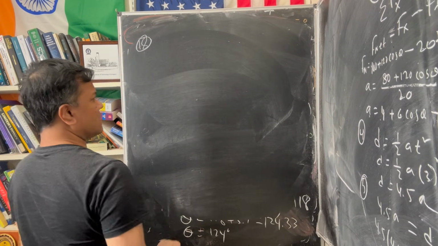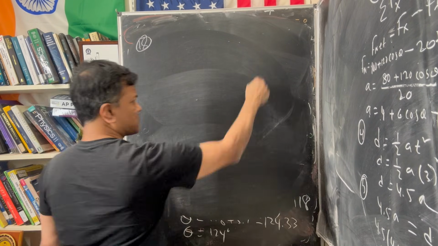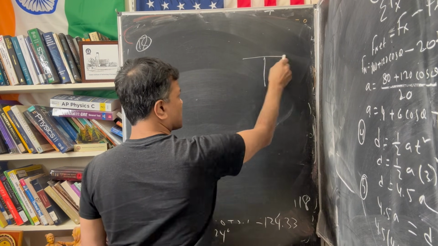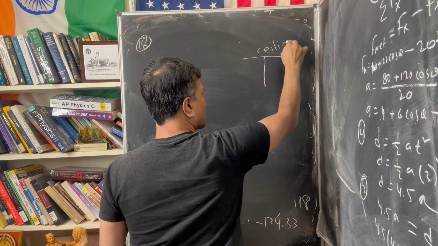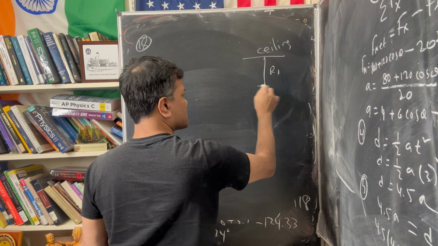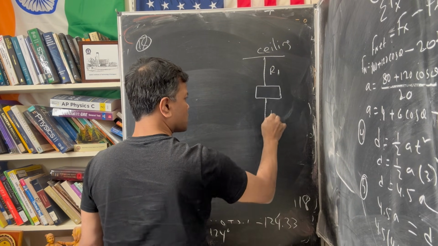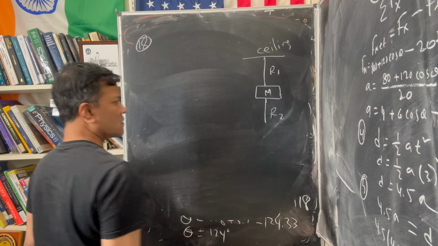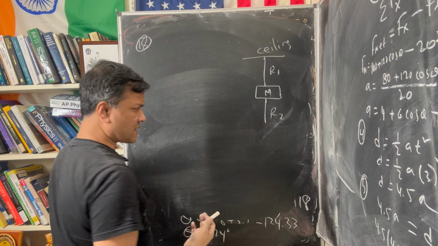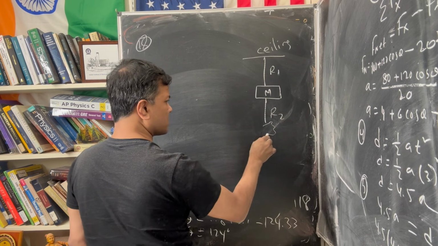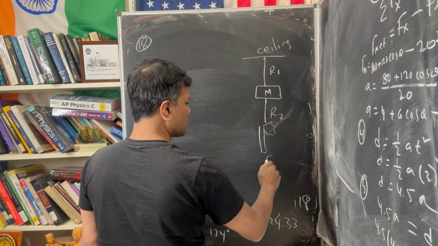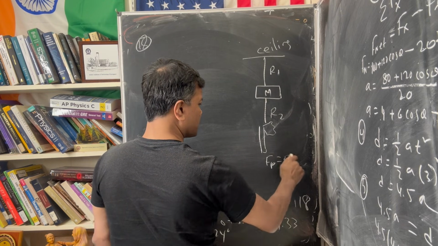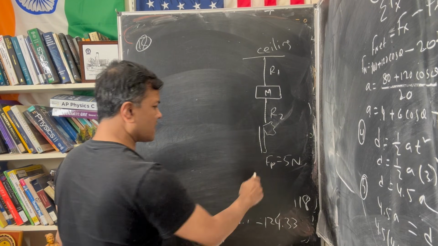Problem 18, I give you, so there is a rope. This is the ceiling. This is rope 1. This is the mass. This is rope 2. So you're going to draw. What I did, I apply some force downward. I grab it, I pull it down with 5 newtons. It's spending forever.